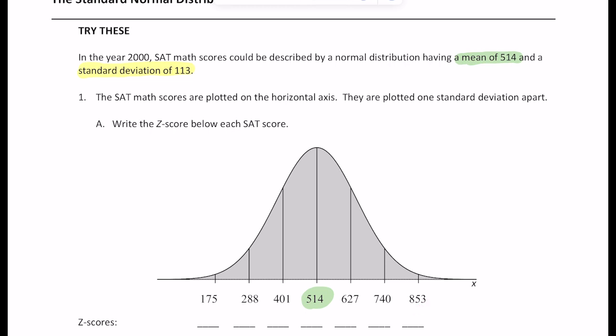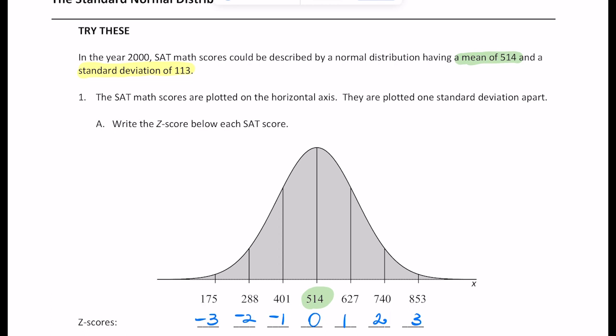So here, this 514 refers to a z-score of 0, which just means it's in the center. 627 is one standard deviation above the mean, so that means z equals 1, 2, and then 3. And then if we go backwards to get 401, we just subtracted 113 from 514. So this would give us -1, -2, and -3. And remember, these z-scores just represent 1, 2, and 3 standard deviations below average. That's what the negative implies.